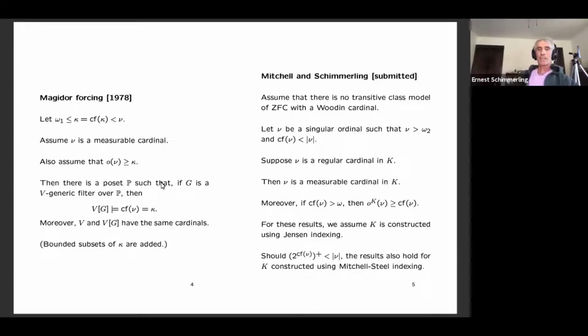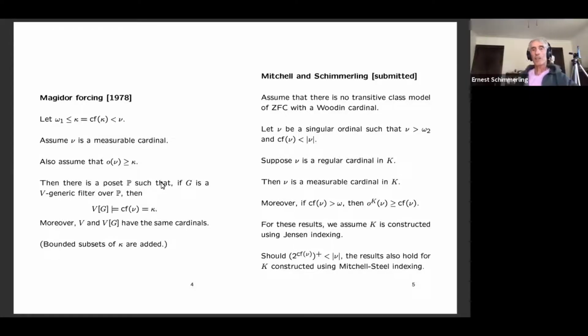And then we can also say something about the Mitchell order. If the cofinality of nu is bigger than omega, then the Mitchell order of nu in K is bigger than or equal to whatever the cofinality of nu is in V.